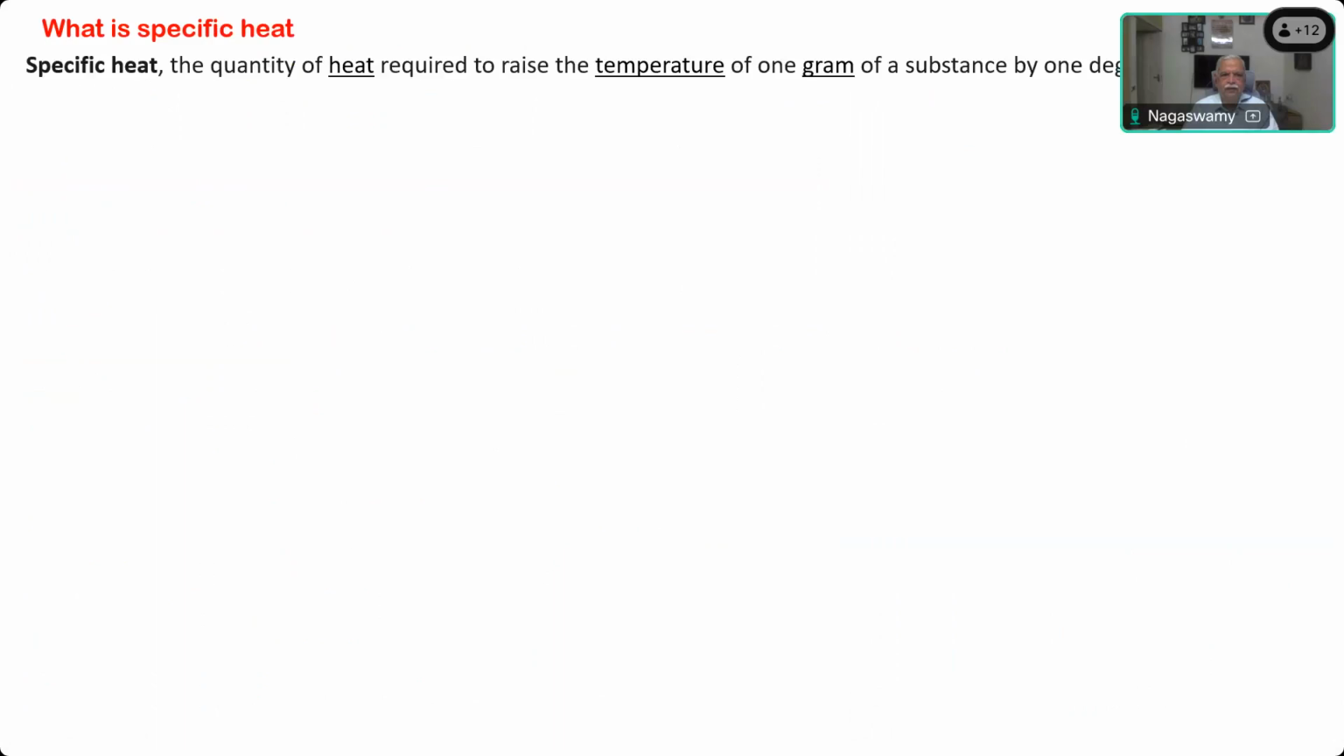formed. Right? Now there is another term called specific heat. What does this specific heat apply to? Specific heat is the number of calories required to increase the temperature of 1 gram of substance by 1 degree Celsius. Excellent. Specific heat is the quantity of heat required to raise the temperature of 1 gram of substance by 1 degree Celsius.